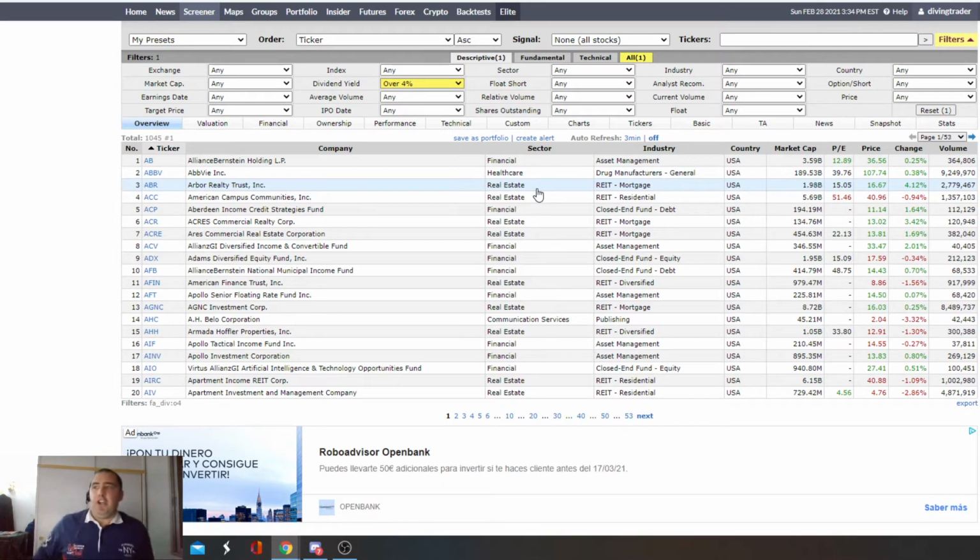You can look at the index, the amount of floats that are available, the amount of shares outstanding. It's a really great tool to be using, and everyone that invests should know about this and should use it, because it's great. So that's number 1.